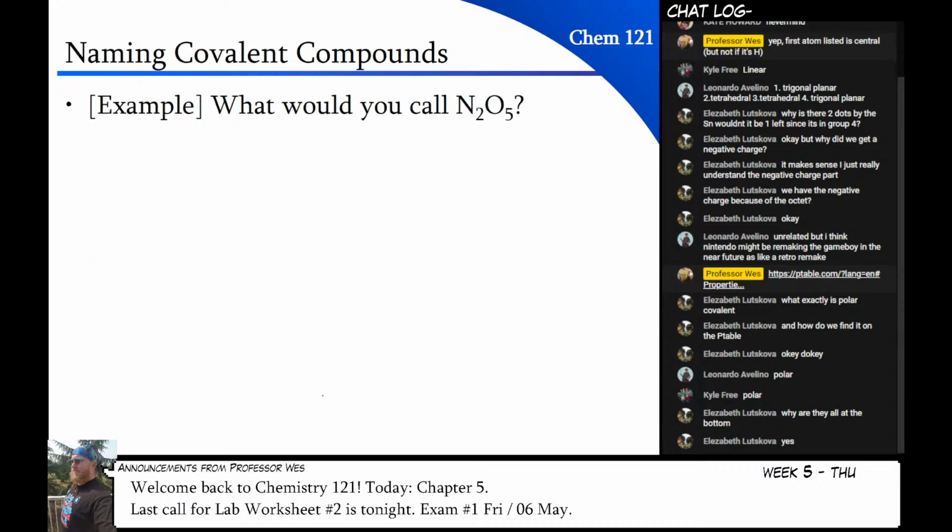All right. So what would I call this? So I've got nitrogen, and I've got two of them, so I apply the numeric prefix di for dinitrogen. This is oxygen, which as the second element we'll write as oxide, and then this 5 is penta, and I ignore the A in front of the O here, so dinitrogen pentoxide. This is all one word.